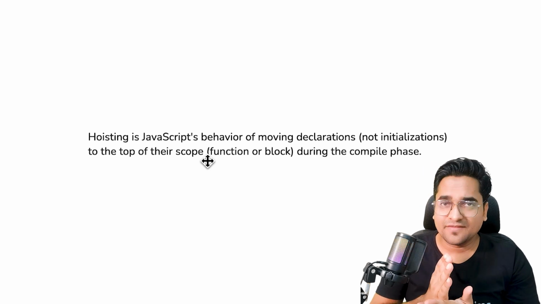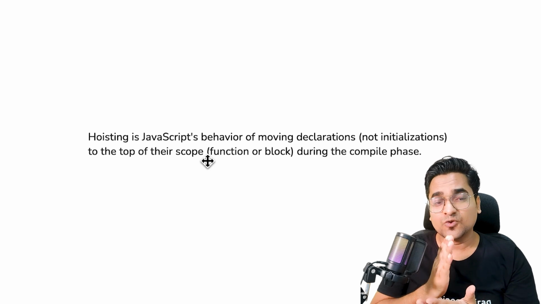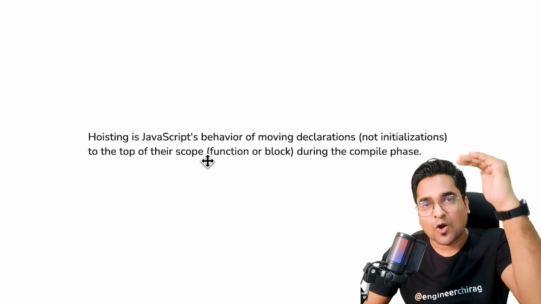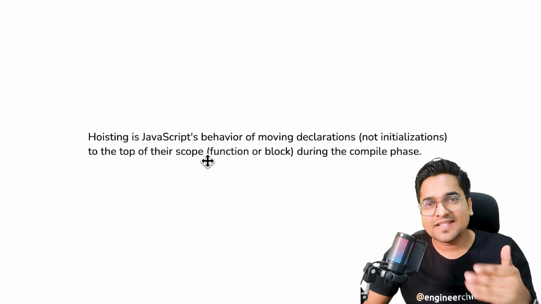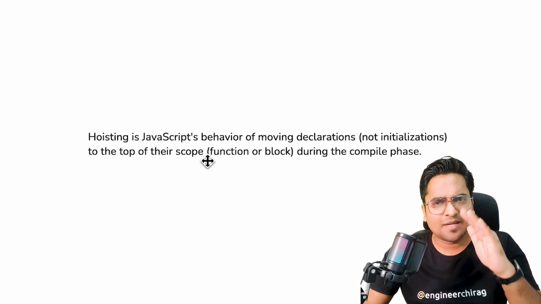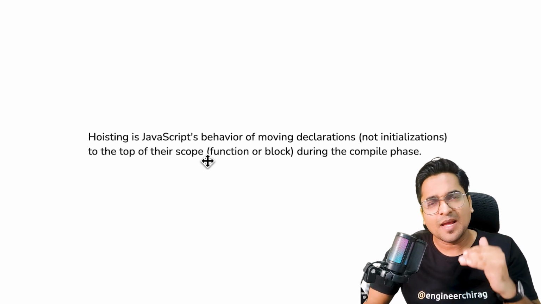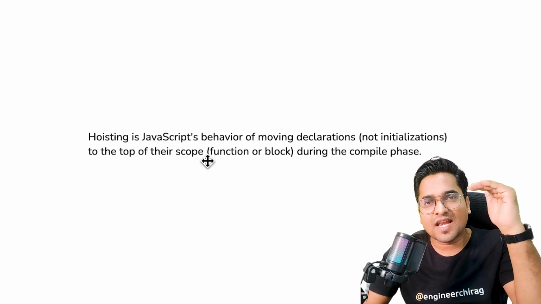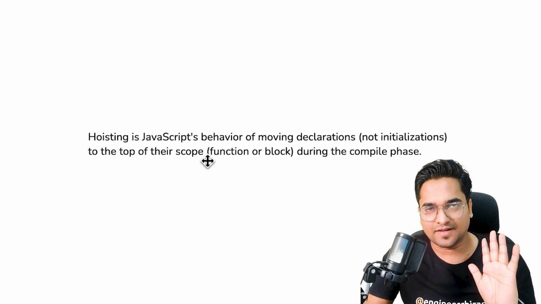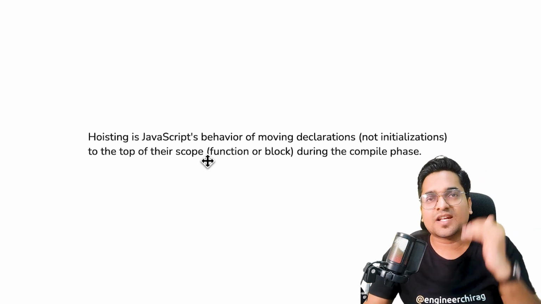Hoisting is a behavior in which you are moving your declaration of the variable to the top. It's like you are preparing a guest list where all the people who are invited may be coming at different times to the event, but at least your anchor knows the name of everyone who is going to be part of that event at a high level, right? So your declarations are moving to the top.